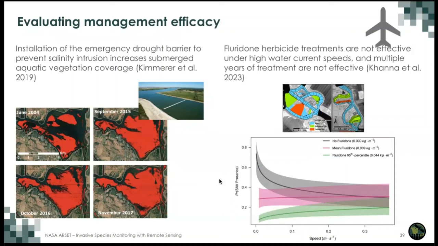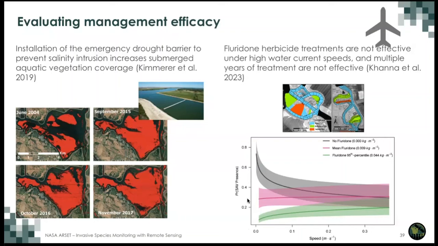Just last year, in 2023, if we look at this example on the right, Kana et al. were able to use these maps as well as three-dimensional hydrodynamic models to ask what the effect of the fluridone herbicide treatments is on submerged aquatic vegetation. And what they found is that these herbicide treatments that the state is applying every year to try to keep the submerged vegetation under control are not effective in places where water currents are high. So what we see here on this graph, on the x-axis, is speed that is taken from that three-dimensional hydrodynamic model, and on the y-axis, the probability of submerged aquatic vegetation presence.